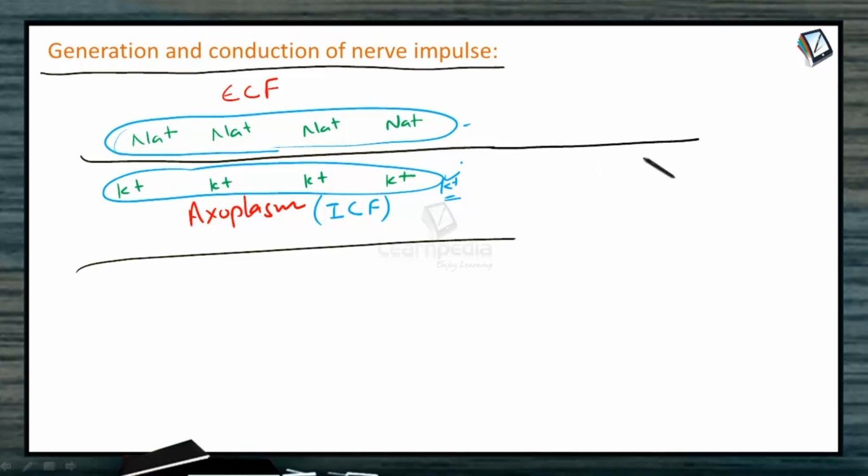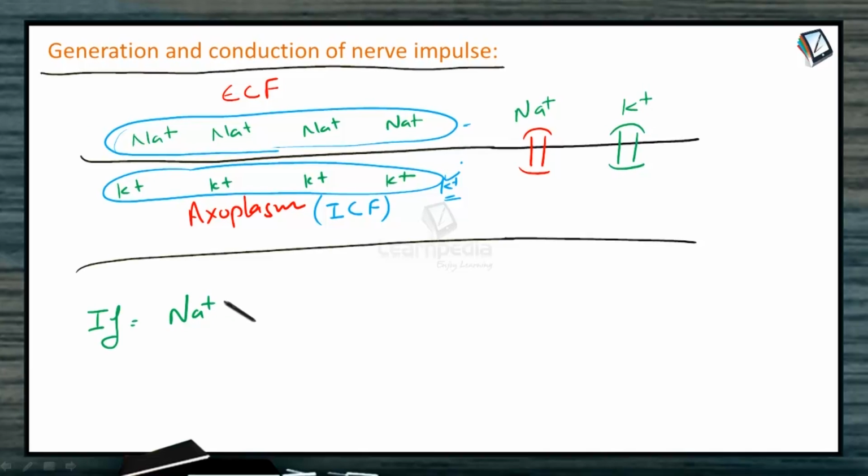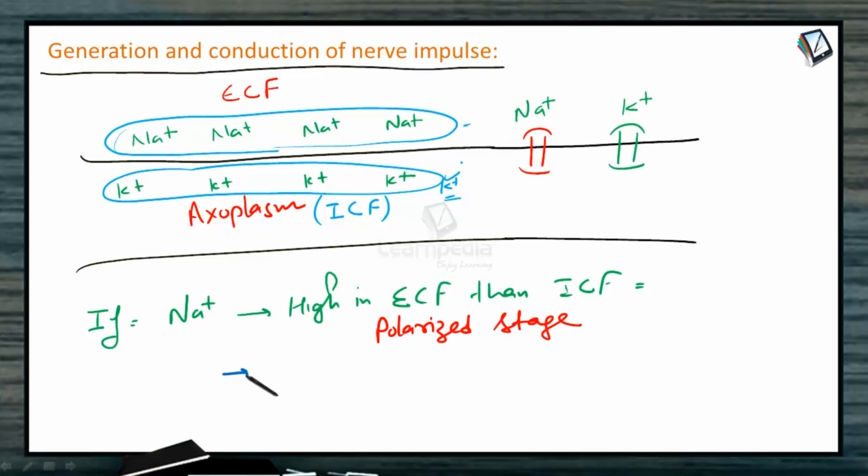Apart from that, axolemma has two main types of channels. One is sodium channel, one is potassium channel. Sodium channels are meant for influx or efflux of sodium, while potassium channels are meant for influx and efflux of potassium. If we say the amount of sodium is high or very high in ECF than ICF, then we can say the membrane is in polarized stage. And if influx of sodium starts to continue from out to in, so sodium gets accumulated more inside, then such stage is called depolarized stage.